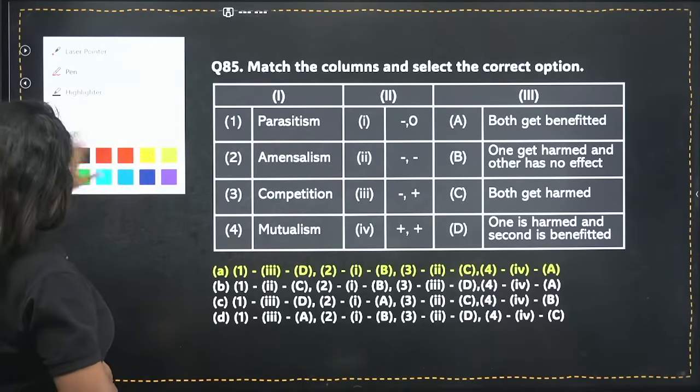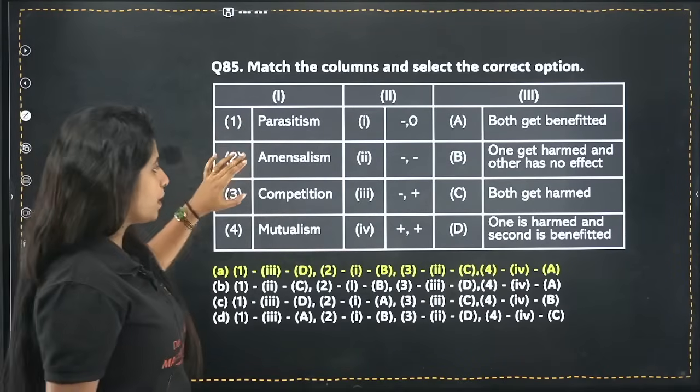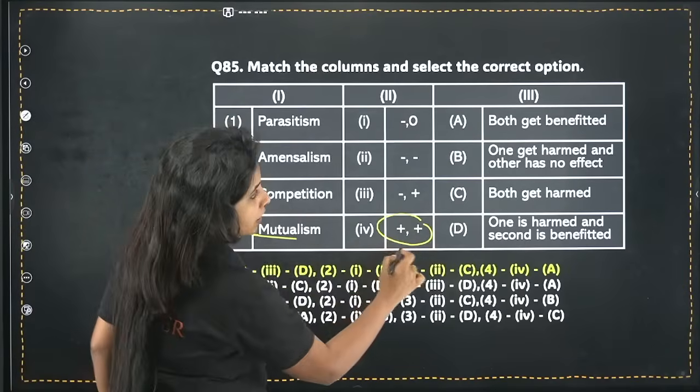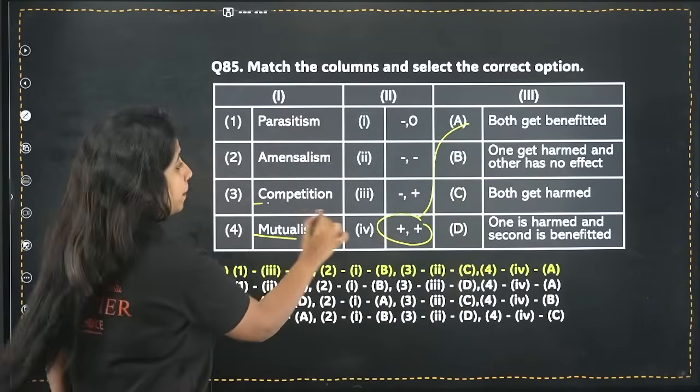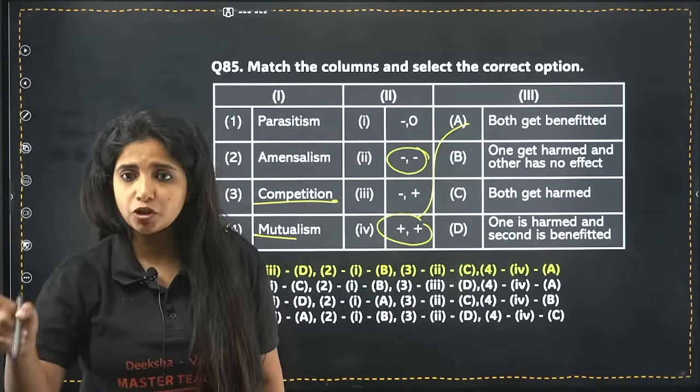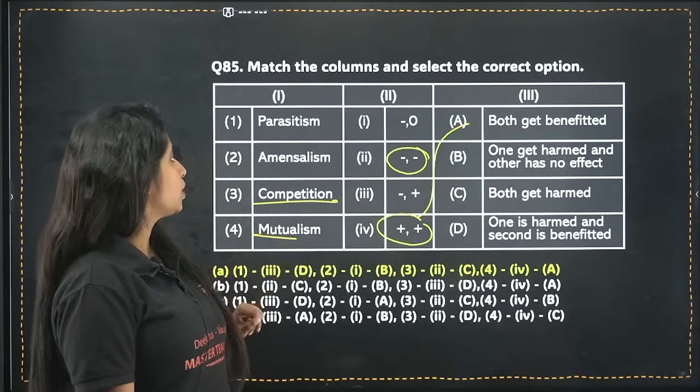Yes. And over here, the last one: parasitism, amensalism, competition and mutualism is given. Mutualism is where both of them are going to be benefited, so I'll write both get benefited. Competition is where both of them are going to be harmed. Yes, minus relation is competition. Both of them are going to get harmed in some way or the other.